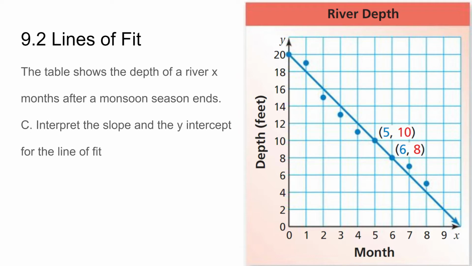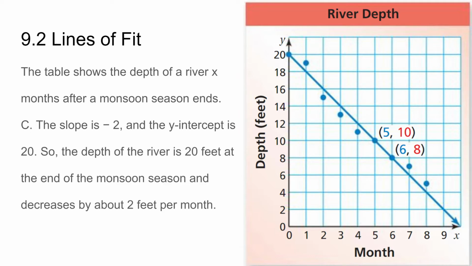Now we have to interpret the slope and the y-intercept for the line of fit. So the slope is negative 2 and the y-intercept is 20. That means that the depth of the river is 20 feet deep at the end of the monsoon season, and after 9 months it goes down to a depth of 0, and it decreases 2 feet every single month. So again, when they ask you to interpret the slope and the y-intercept, they're asking you to give it meaning. What do the numbers mean? In this case, the y-intercept is telling you how deep the river was in the beginning, and the slope tells you how much water the river is losing in feet every month. And in this case, it loses 2 feet every month.